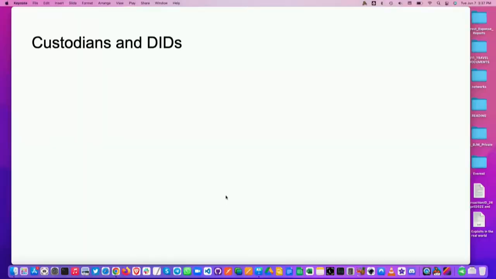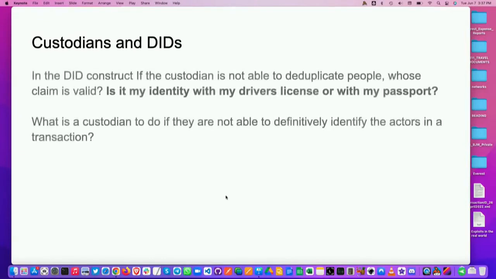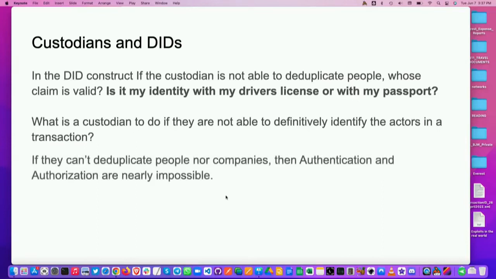Inside of the DID construct, if the custodian is not able to deduplicate people, whose claim is valid? Is it my identity with my driver's license or my identity with my passport? And if they can't deduplicate people nor companies, then authentication and authorization are nearly impossible. And the whole economy is based on quicksand.